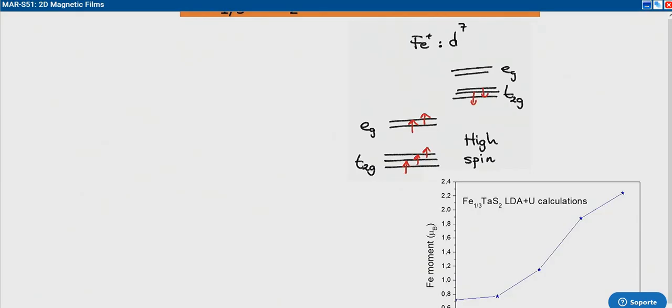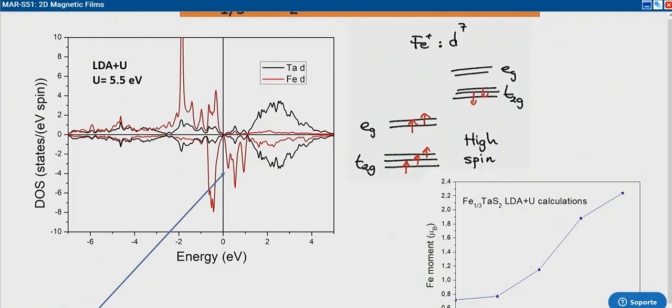And when you introduce a U in the calculation, if you do LDA plus U calculations, your moment increases like this. And what we see in experiments where our colleagues measure is that the iron is in a high spin state. So we used LDA plus U calculations with this value of U to try to mimic what they were observing. This is how the density of states looks like in that high spin state with LDA plus U.